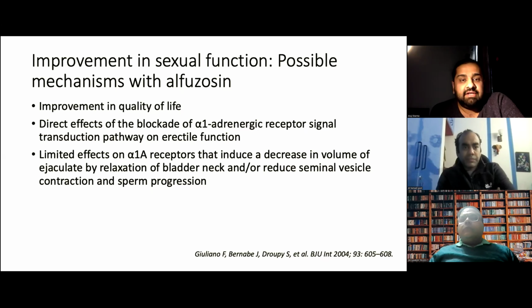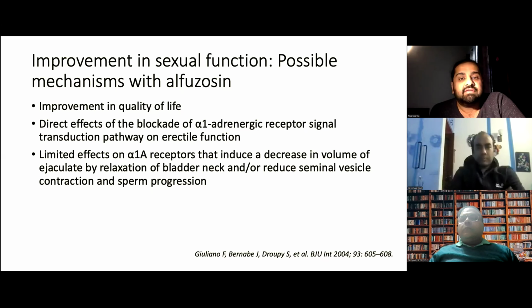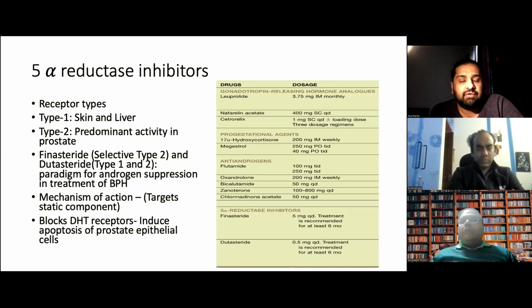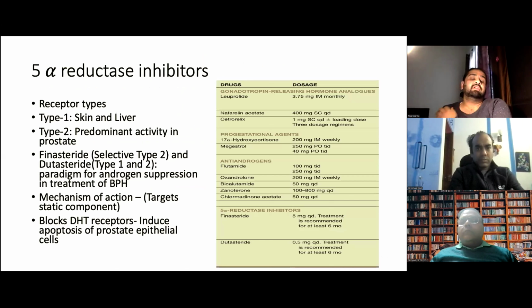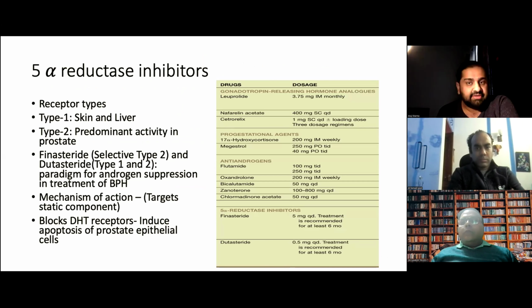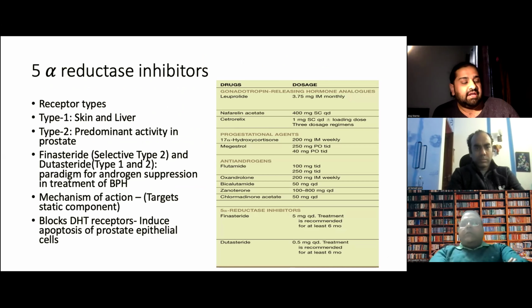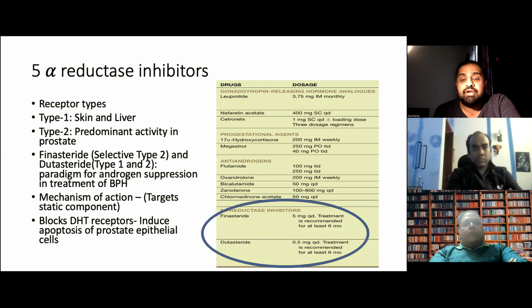So this has been a recap of the various drugs which come under the alpha blocker category. Let's have a few details about the other drugs. We have what are known as the 5 alpha reductase inhibitors. This is a table of the various hormonal manipulation drugs that we have in the market. But important to note are finasteride and dutasteride.